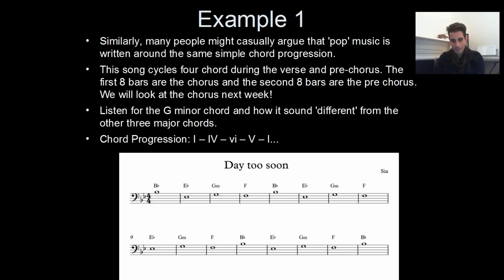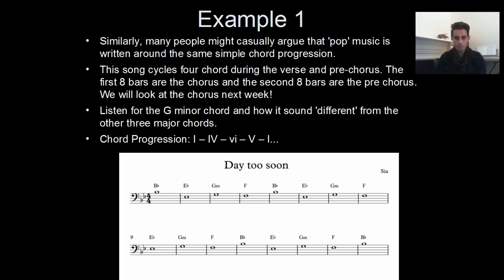So the first 8 bars here are the verse chords, and the second 8 bars are the pre-chorus chords. The chorus comes later. First 8 bars are the verse, second 8 bars are the pre-chorus. And then we get on to the chorus. That makes more sense. And as you can see, they're the same chords, but they are in a different order as we move from the verse to the pre-chorus.